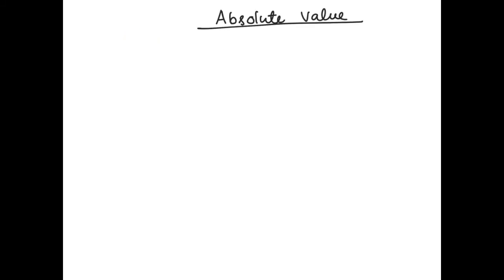So first thing is, what is the absolute value of a number? Absolute value of a number is its distance from 0. If you see the number line, on the left side we have negative numbers, on the right side we have positive numbers. So whether the number is negative or positive, we don't see the sign. We just see how far it is from 0.